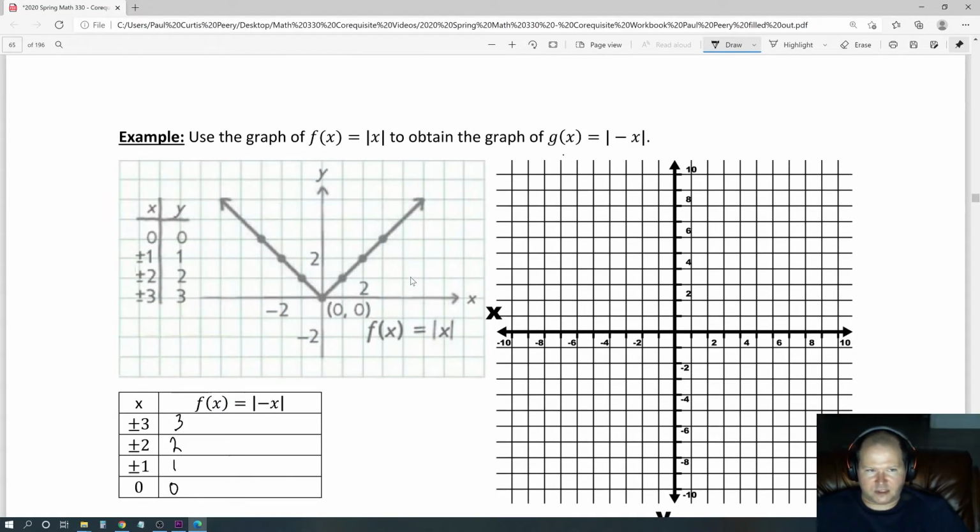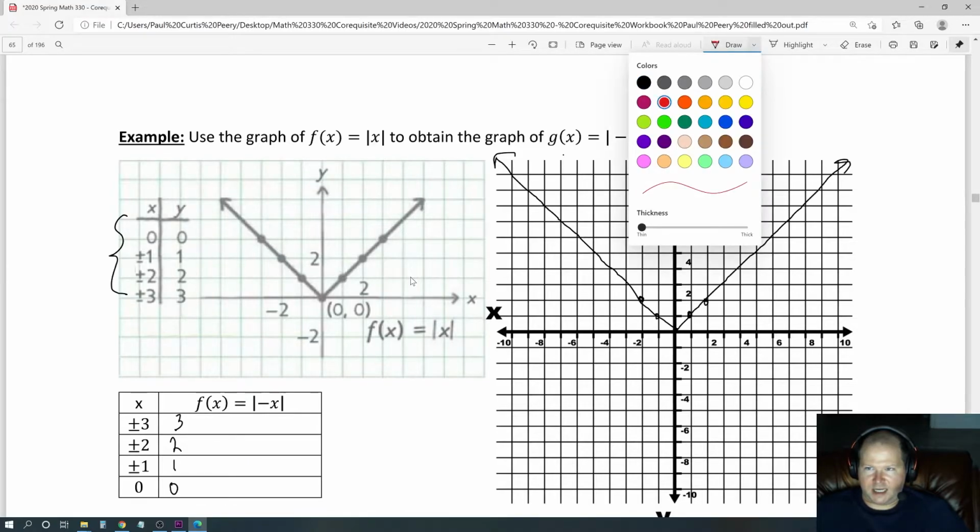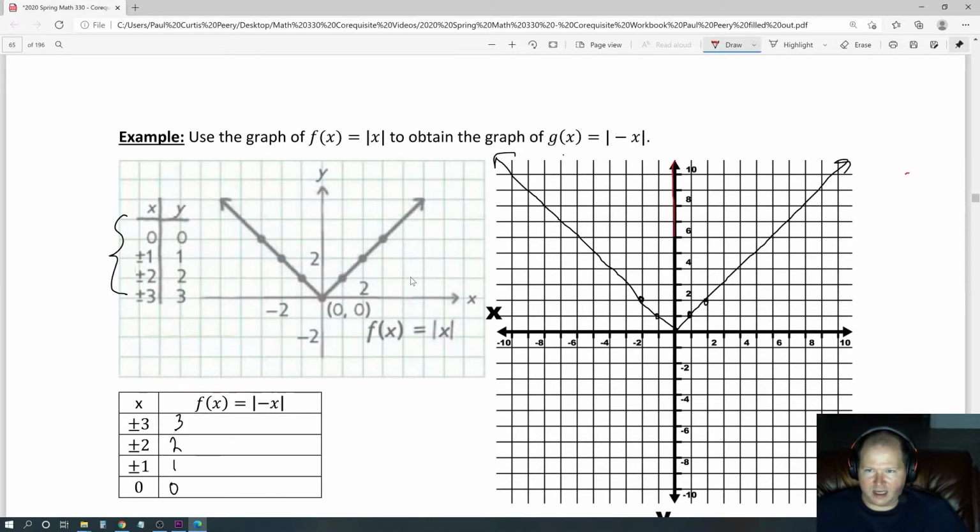Okay, so let me first graph the original. The base function looks something like this. Okay, and it looks like we plotted that point, that point, that point, that point, and that point. So let's see whether or not this flips it across the y-axis, which is what it should do, right? This axis right there. And that's the y-axis.